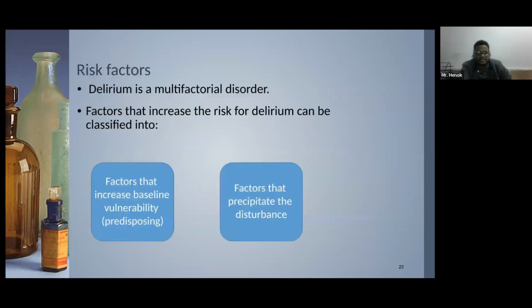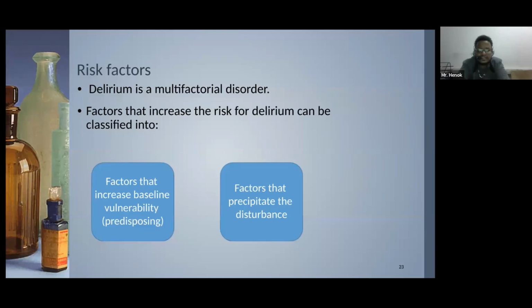Okay, so when we look at the risk factors of delirium, as I said earlier, delirium is a multifactorial disorder. So the risk factors that contribute to delirium are multifactorial. We can divide these factors into two groups. The first is factors that increase baseline vulnerability, which we call predisposing factors. And the second group is factors that precipitate the disturbance, or precipitating factors.